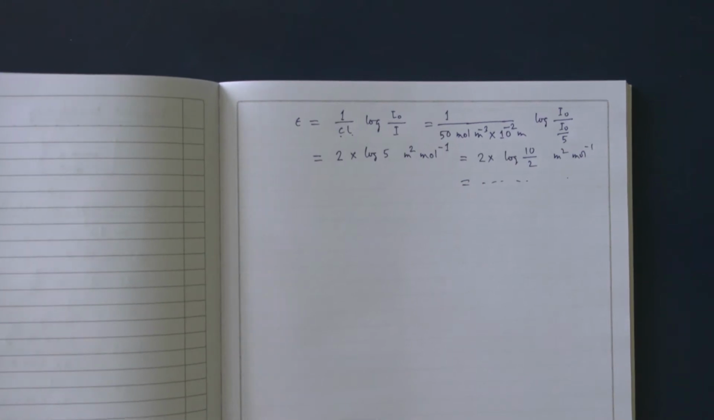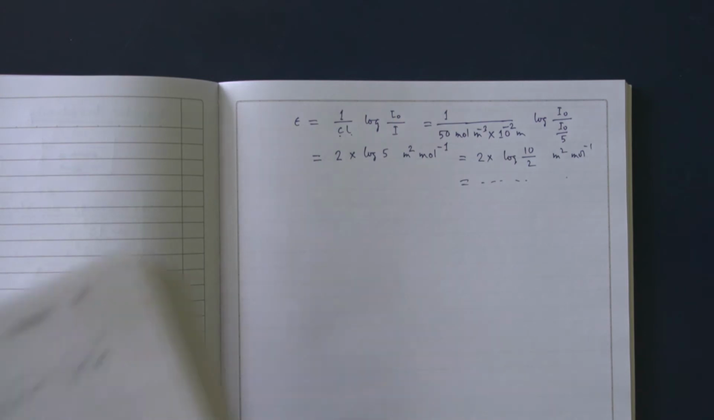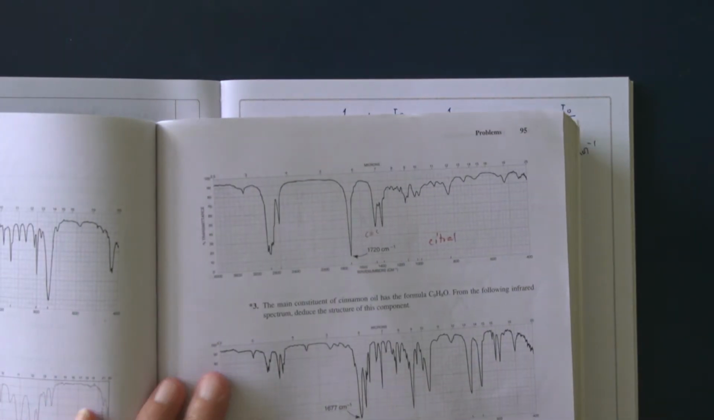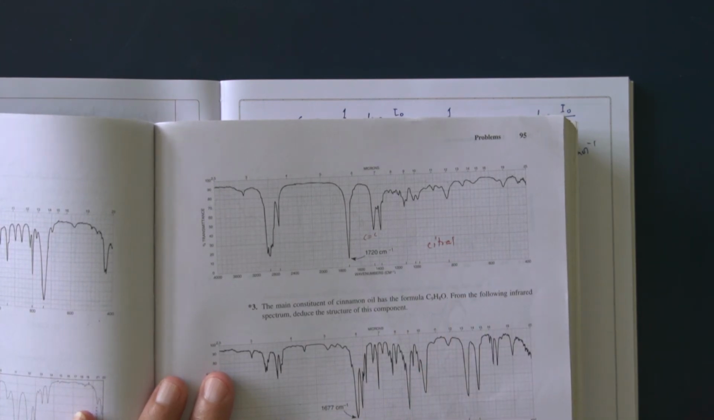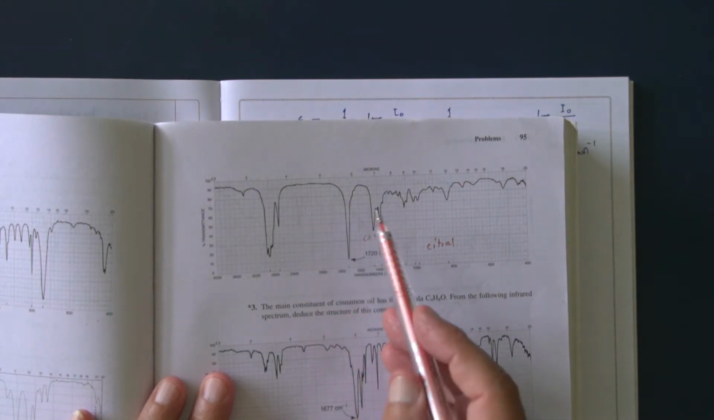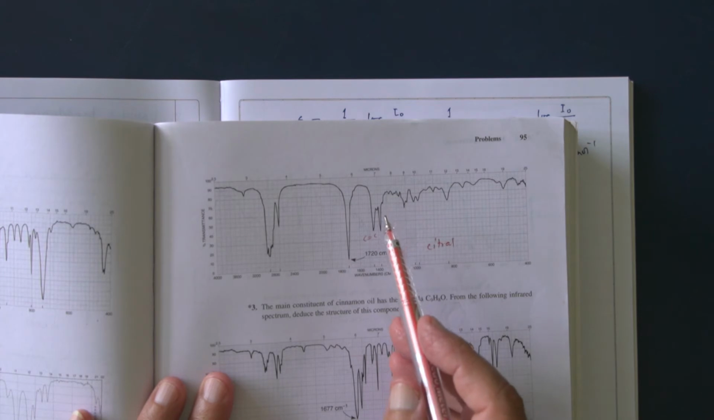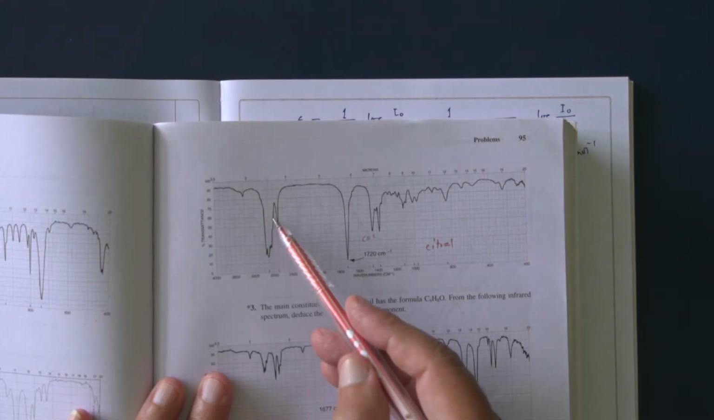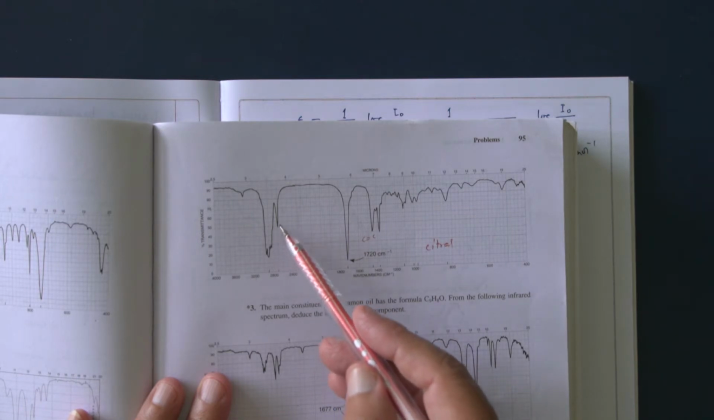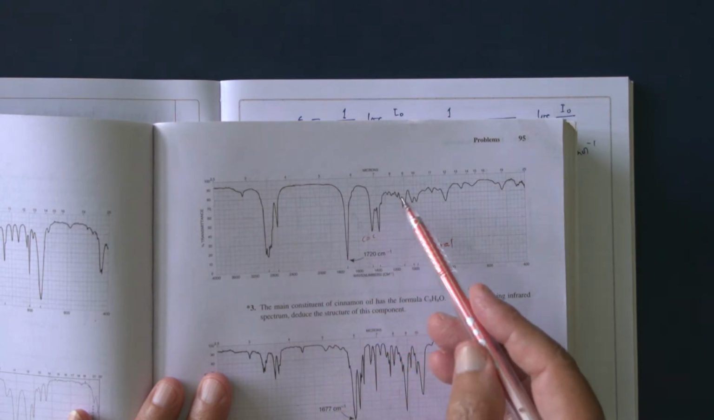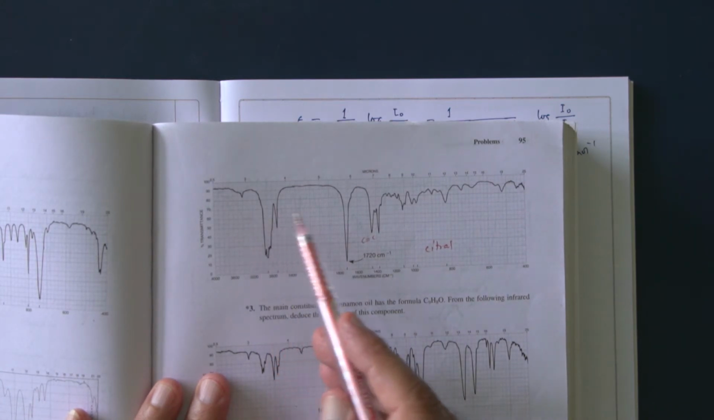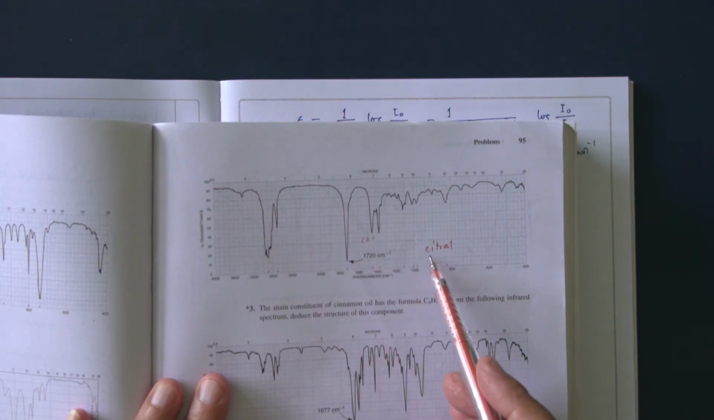Next, I would like to show you one spectrum. So you look at this spectrum. This is an IR spectrum. You see these are the spectral lines. This is the IR spectrum of the compound citral.